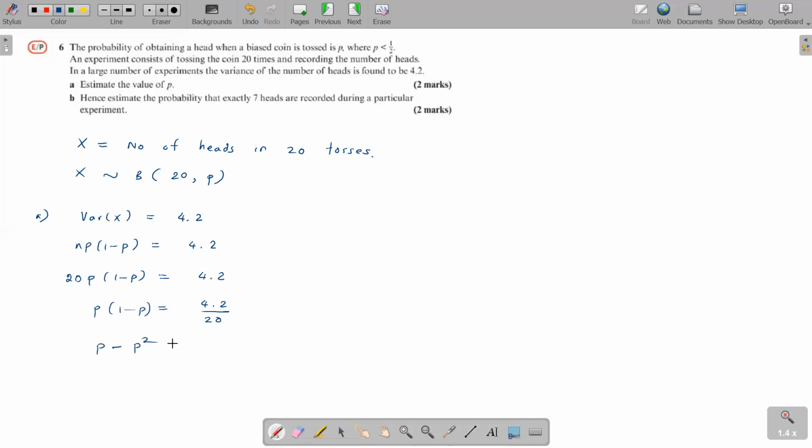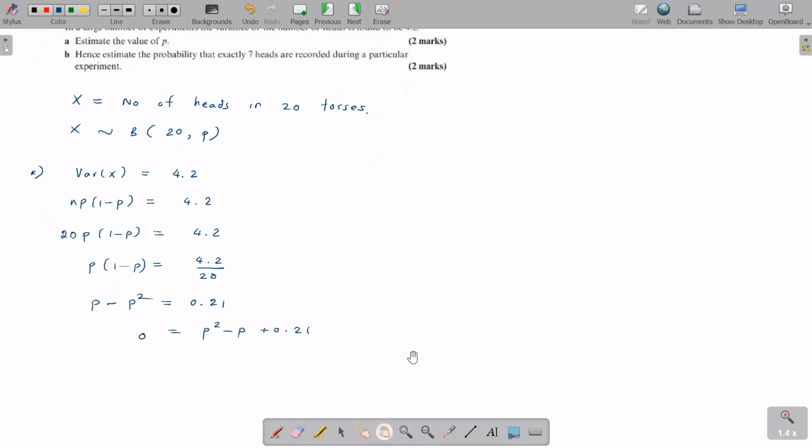p minus p square. 4.2 divided by 20 is 0.21. So I get a quadratic equation. I get here p square minus p plus 0.21. Okay, so let's try to get the answers here. If you type it in the calculator, using the polynomial solver, you get x equals 7 over 10, 0.7. And the other answer you get is x equals 3 over 10, or 0.3.